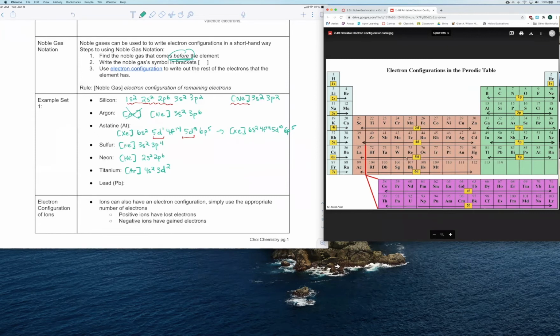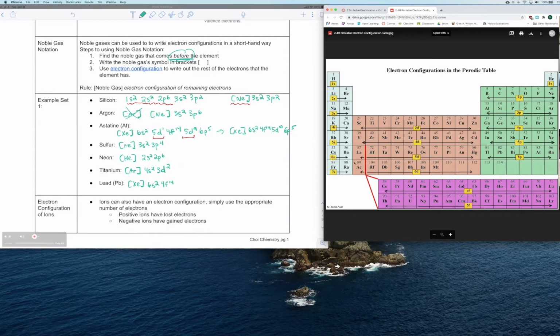And then lastly, lead, which is Pb, is over here, atomic number 82. So again, choose xenon, because that's the noble gas before lead. And then I just go in order. So I would have 6s2, 4f14, 5d10, and then 6p2.